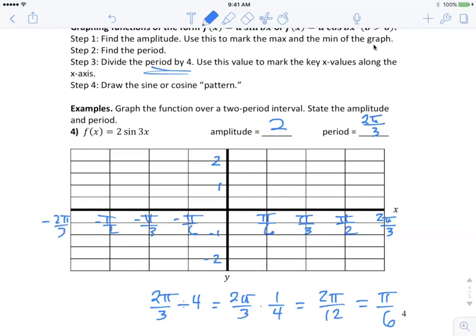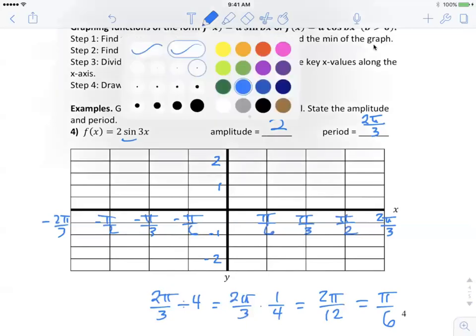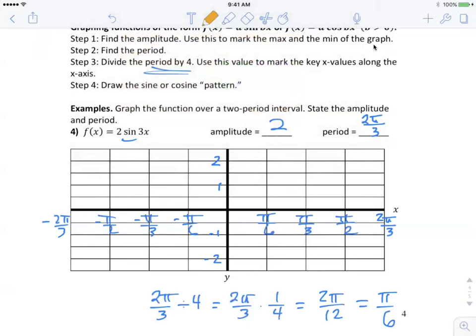All right, once I've got it labeled, I'm ready for my step 4, draw the sine or cosine pattern. Here we have sine, so I'm going to do the sine pattern. The sine is middle, top, middle, bottom, middle.